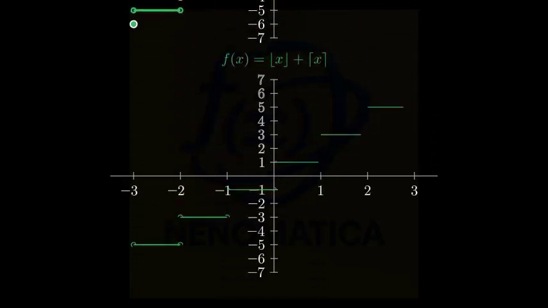Now, let's zoom our attention back to the interval from 0 to 2 to match our earlier analysis. Between 0 and 1, the graph sits at y equals 1, with an open circle at each end. At x equals 0, there's a filled dot at 0. At x equals 1, a filled dot at 2. Between 1 and 2, the graph sits at y equals 3 with open ends.